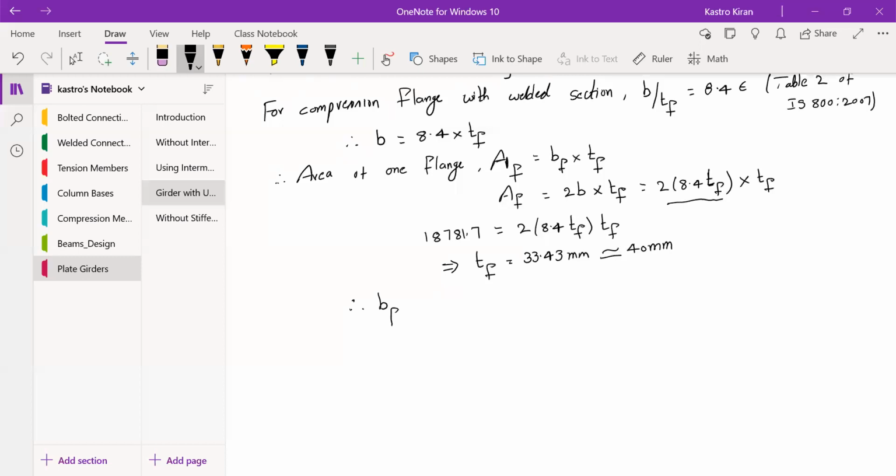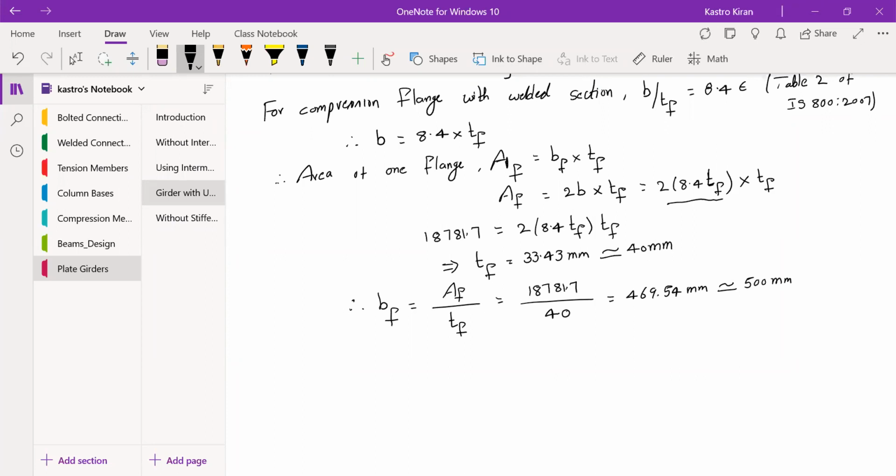So therefore, width of a flange, that is BF, equals area of a flange divided by thickness of the flange. So that equals 18781.7 divided by thickness of the flange, which is 40. So that will be 469.54 mm. So you can round it off to 500 mm.